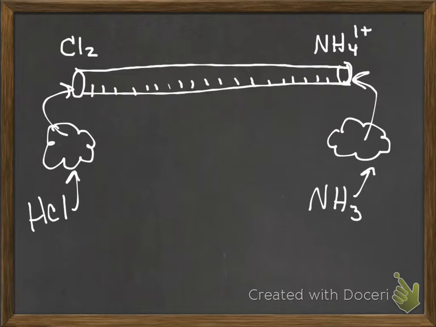So where do you think the white ring forms? Closer to the HCl or closer to the NH3? The white ring forms over here. So you get this cloud inside the tube right there. Because, let me fix that. In the time that it takes the chlorine to get this far, the ammonium has been able to get that far because it moves faster. It can travel further in the same distance. So it's a neat demo.